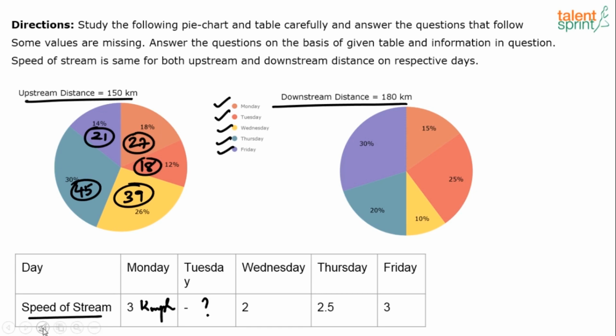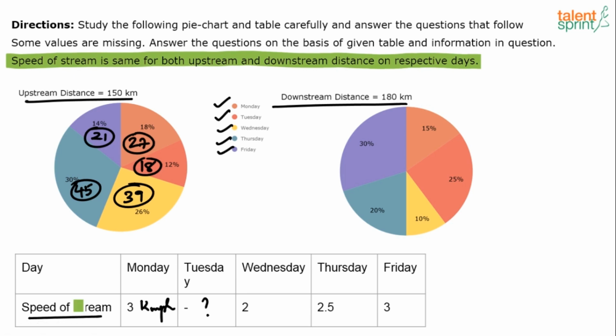And I think one very important data point given in the question here is that speed of the stream is same for both upstream and downstream distance on respective days. The green highlight here, right? So on Monday, the speed of the stream was 3 kilometers per hour for both upstream case as well as downstream case. On Thursday, the speed of the stream was 2.5 kilometers per hour. Whether it is upstream or downstream, the speed should be considered as 2.5 kilometers per hour. Okay. So I think that's about the data we have. Clear to all of you?